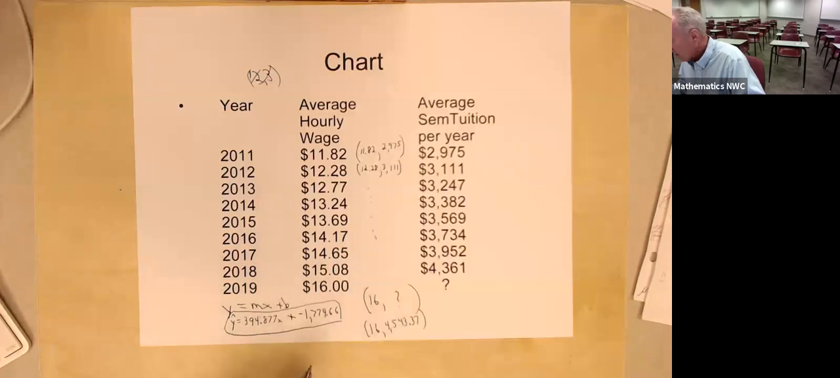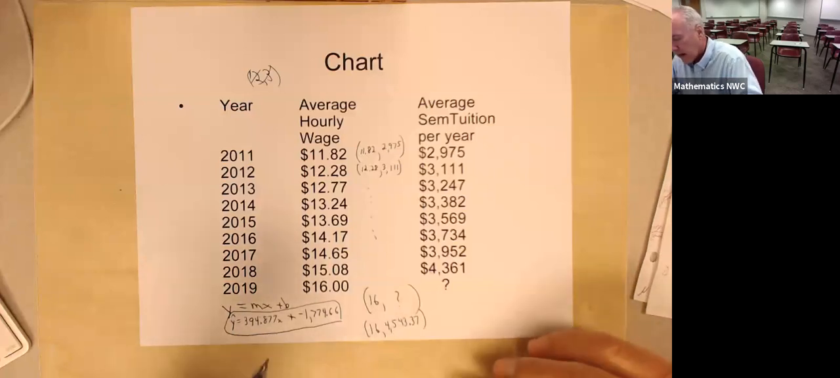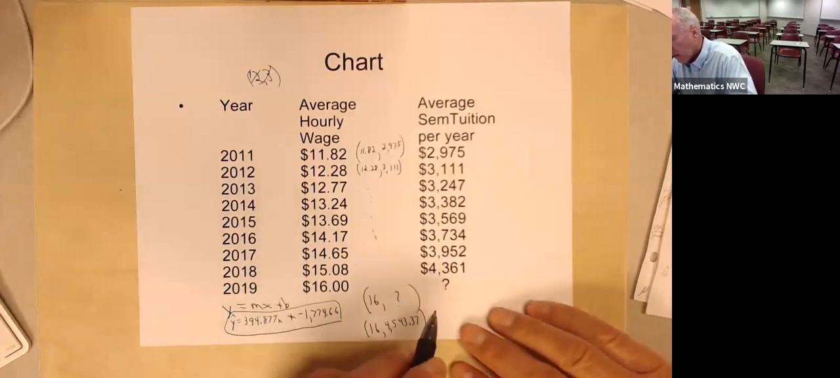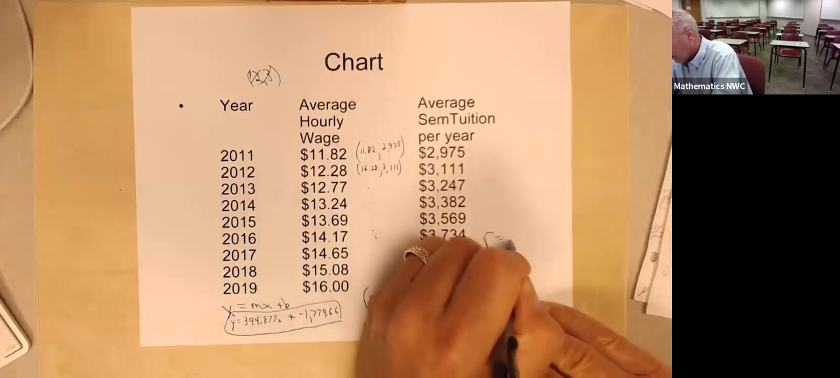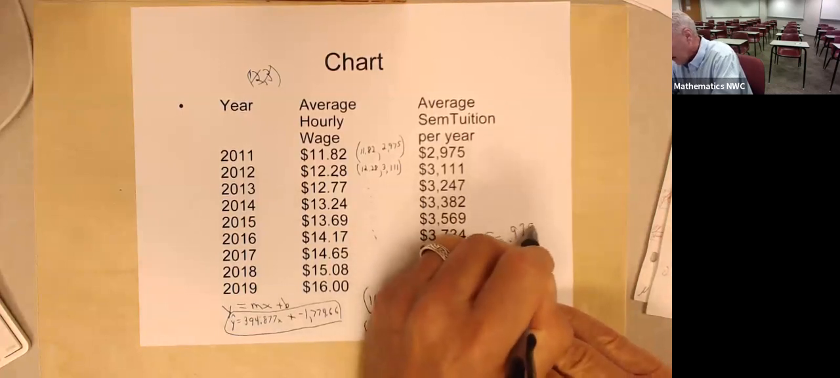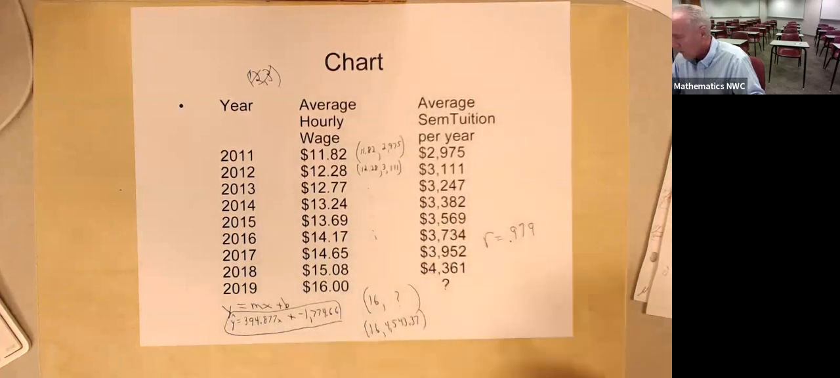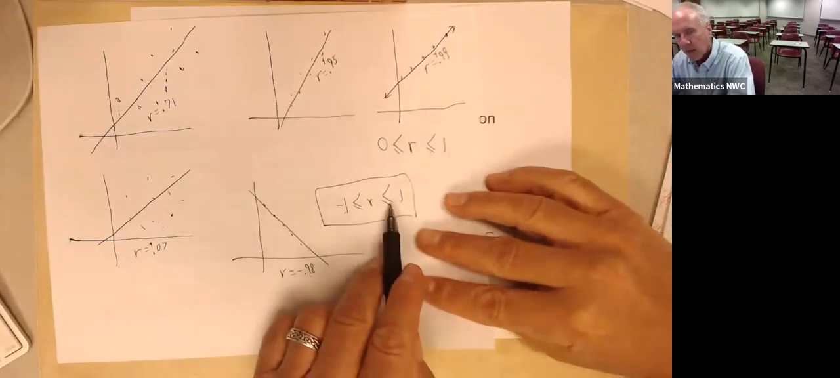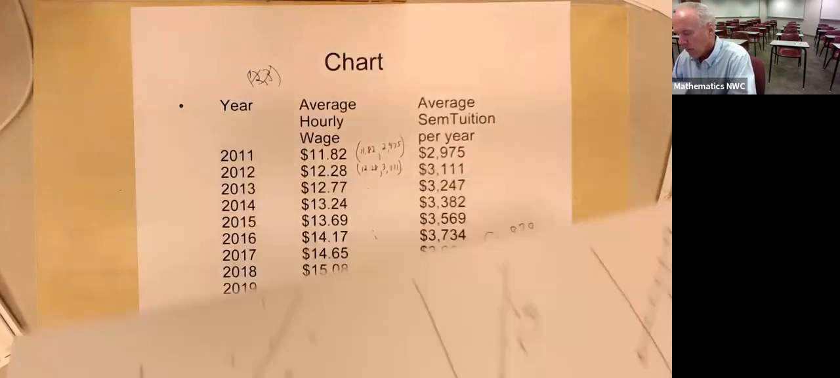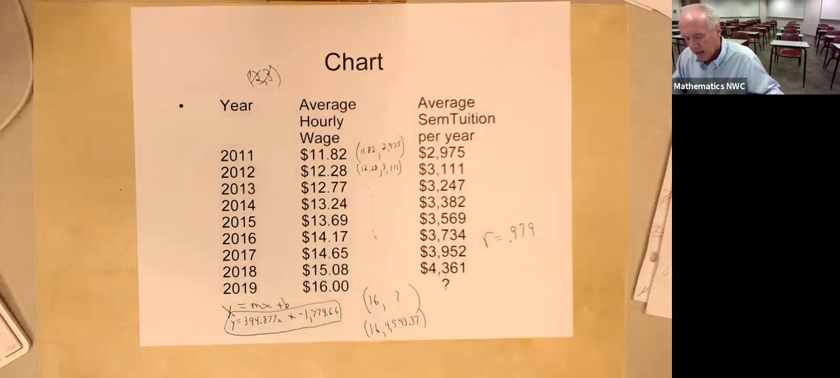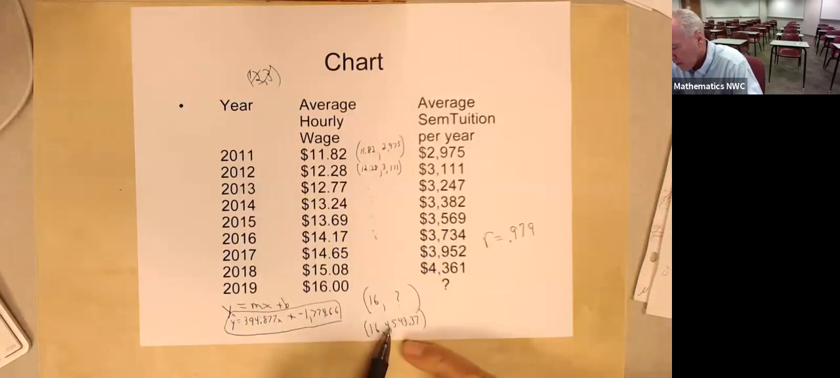Well, I took a guess at what R was, but it turned out R was this value for that. R was equal to 0.979. Would everybody agree that that was very close to the 1? 0.979. That means that this prediction of 4,543.37 has a lot of accuracy to it.